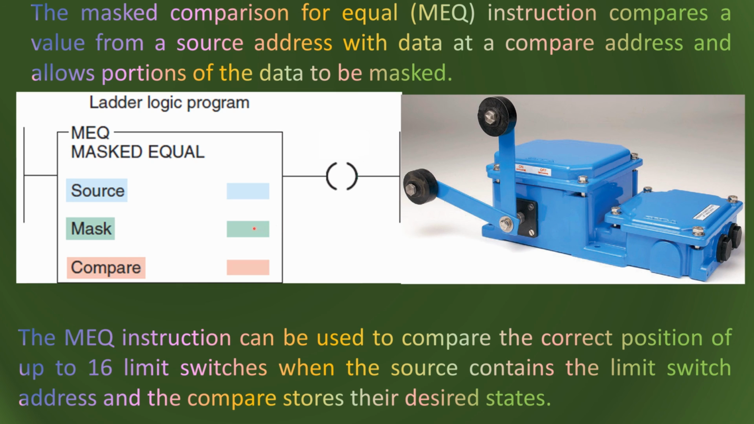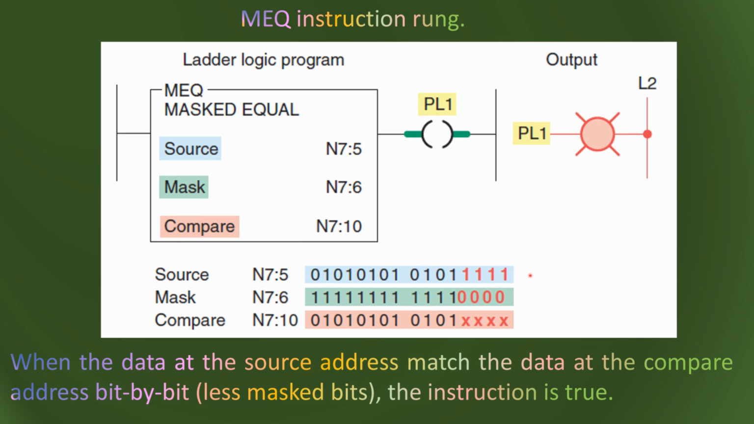So the mask equal instruction fundamentally compares a portion of the data. The masked portion will not be compared, and the other data, its source and the compare register, will be compared with one another, and whenever that portion is equal, this means the rung will be true, otherwise it will be false.